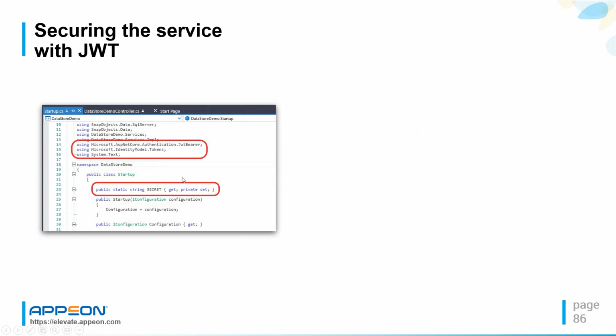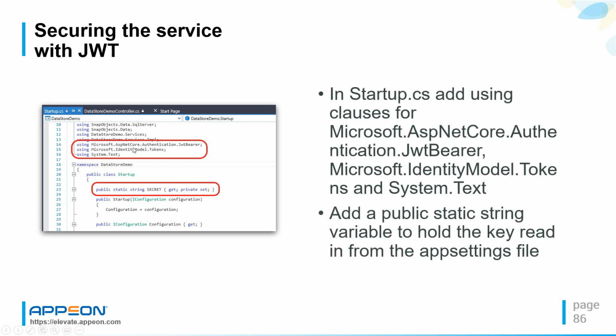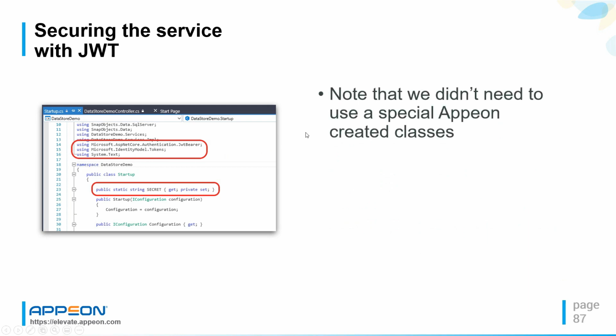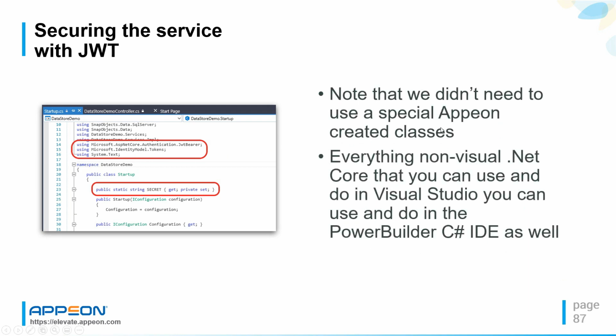I'm going into the Startup.cs file, and I'm going to add basically an instance variable for the secret key. And I've got some using clauses here. This is the ASP.NET stuff for JSON Web Tokens. So we're just going to take advantage of what's built into ASP.NET here. There are no special Appeon classes here. We're just using standard C# stuff.